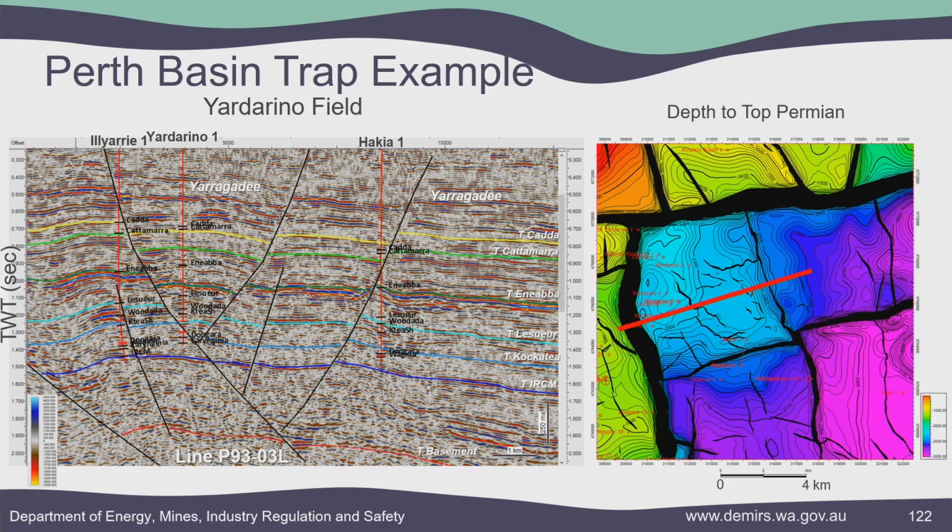If you look at the Yardarino well, Yardarino 1, you can see a nice red line that goes right to the bottom. That well is about 2,400 metres deep. And I think from memory the time, so let me describe what's on the slide.